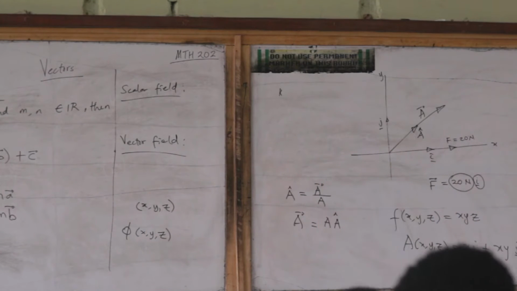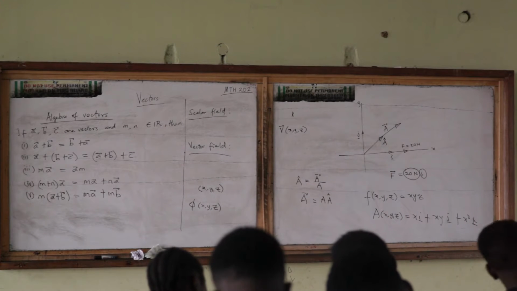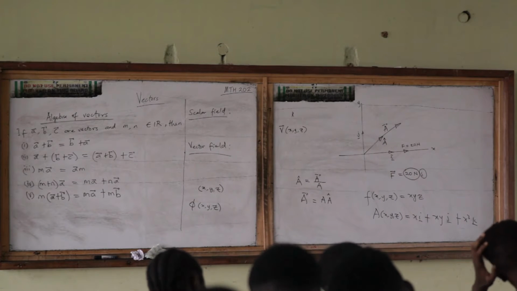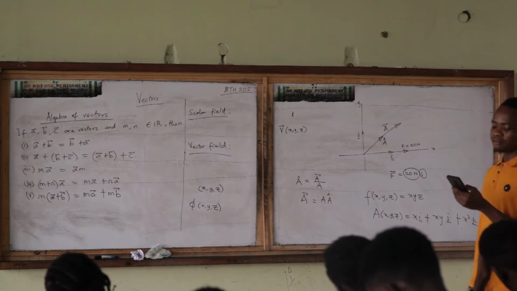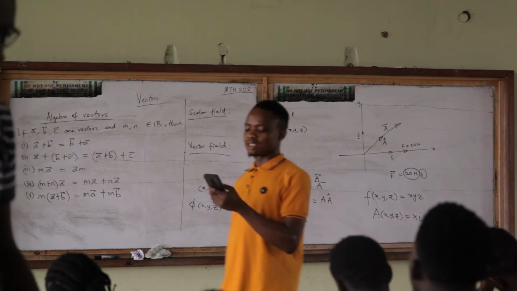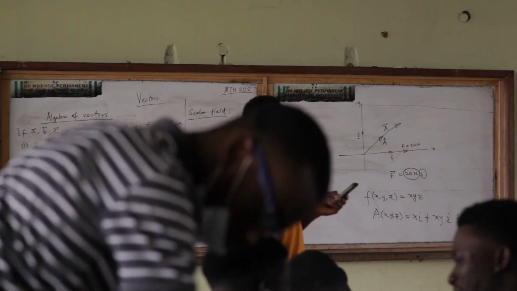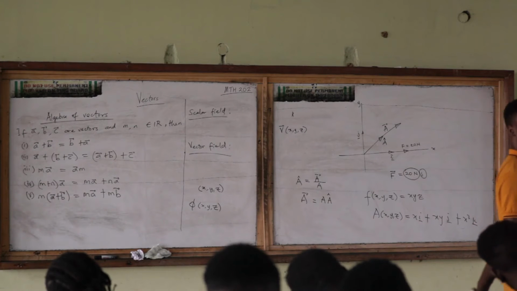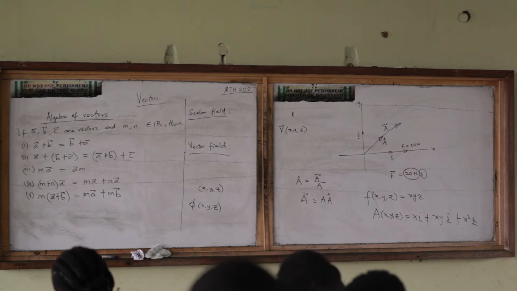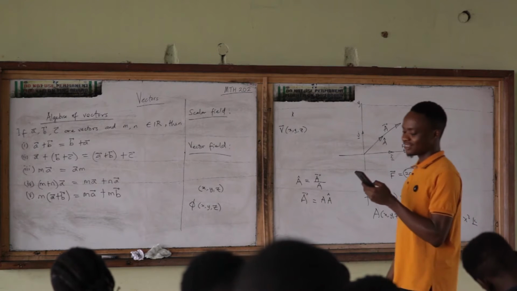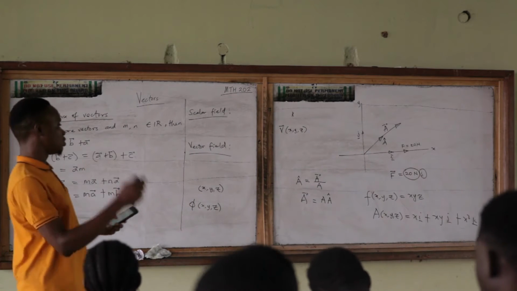So we talk about vector field. The vector field. If to each point x, y, z of a region R in space, there exists a vector v of x, y, z, then v is called a vector function, and we say that the vector field v has been defined in R. Sorry, I said scalar a million times. Alright. Examples. So I give you an example.